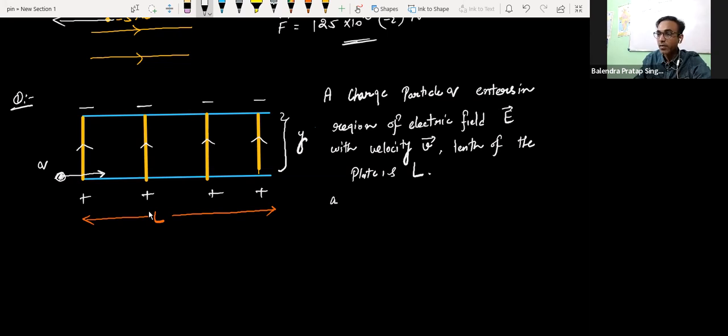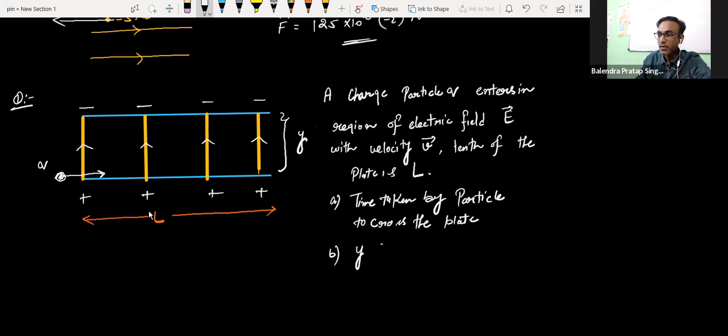The first part of this problem is the time taken by the particle to cross the plate, and the second part of this problem is the y deflection of the particle, not the plate, of the particle. These are the two parts of this question.